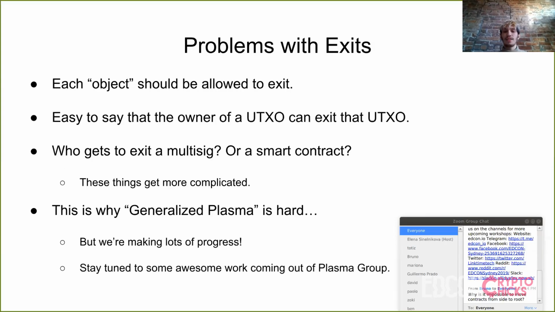And so this is the problem with exits, right? Every single object in the Plasma chain needs to have this property that it can always move back to Ethereum, right? And it's easy to say that the owner of an unspent transaction output can exit that output, but again, who gets to exit the multisig or who gets to exit a smart contract? You have to start defining these custom rules for who gets to withdraw these things. So this is basically why generalized Plasma is difficult.